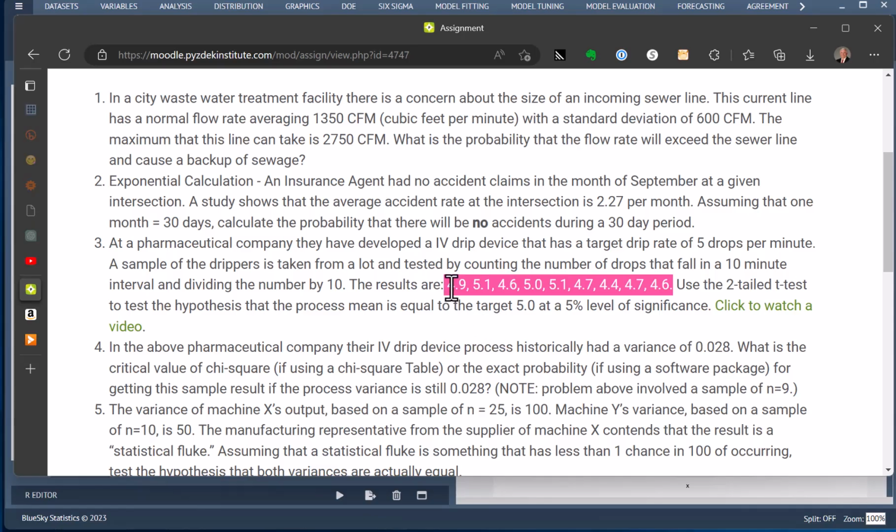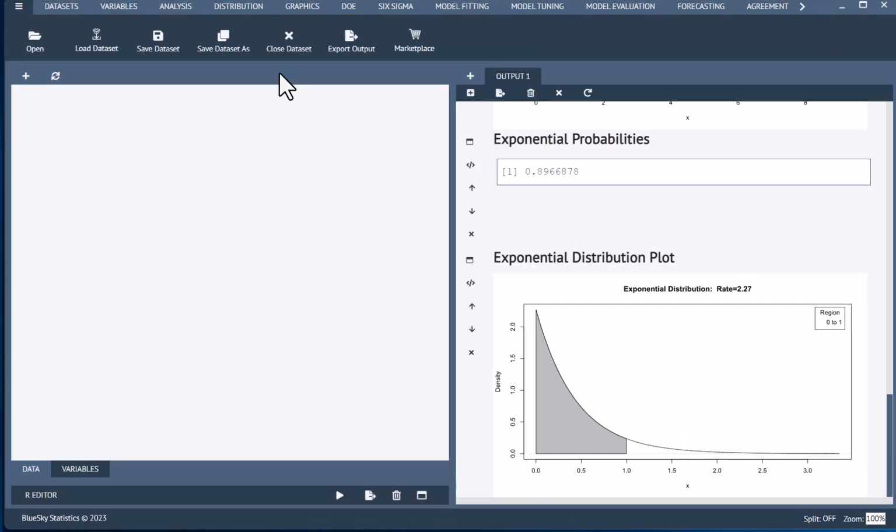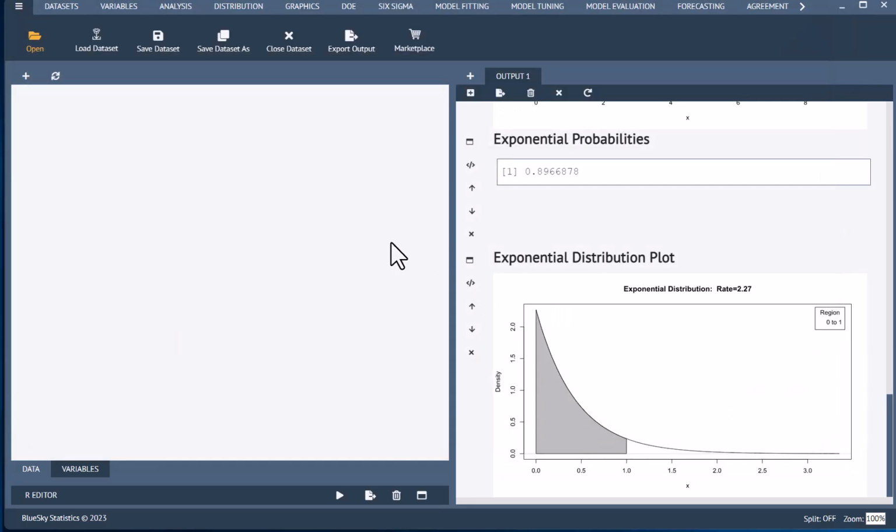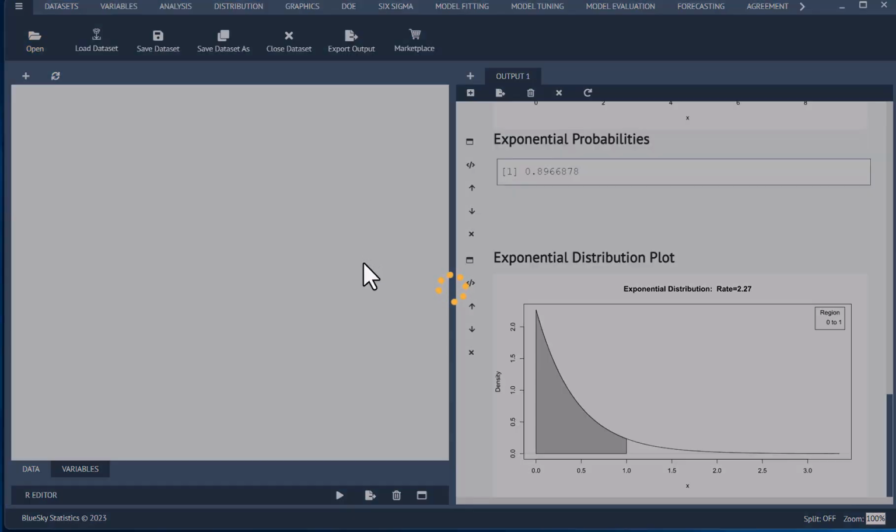So what we did is we typed these sample values into a spreadsheet and we saved it. Now we want to analyze that data using BlueSky statistics. So we're going to open the data set. And the file name is IV drips. We open that data set and BlueSky brings it into the program.